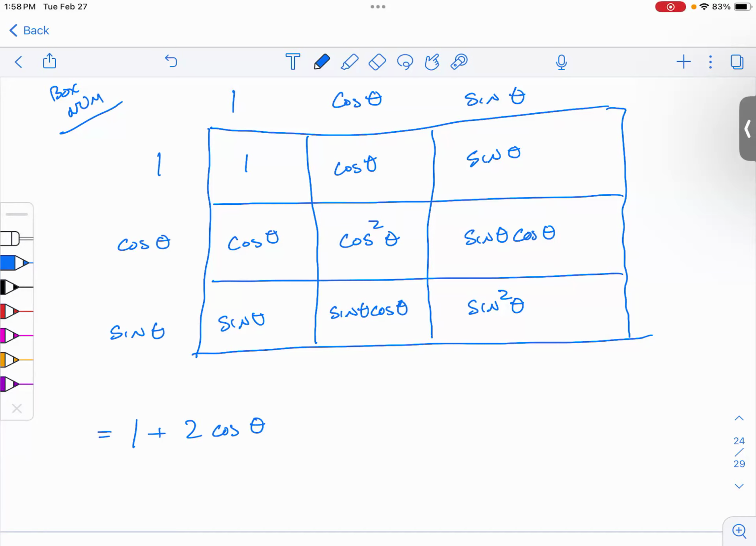Now, it doesn't work totally, but I see I have a sine and a sine, so I'm going to say I have 2 sines. And then that next diagonal, I have 2 sine times cosines. And then what's left over, I have a sine squared and a cosine squared.